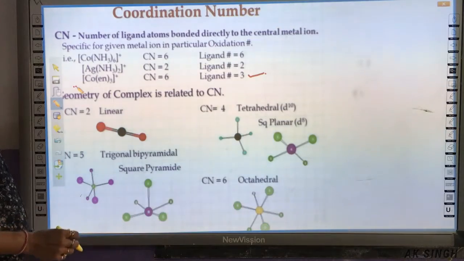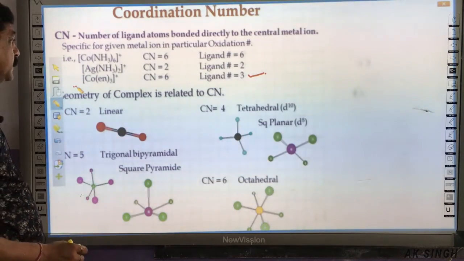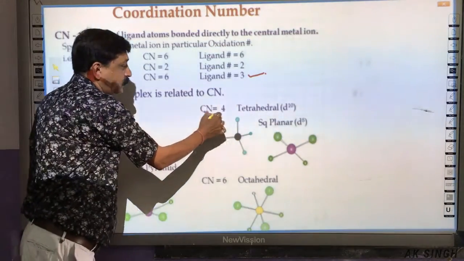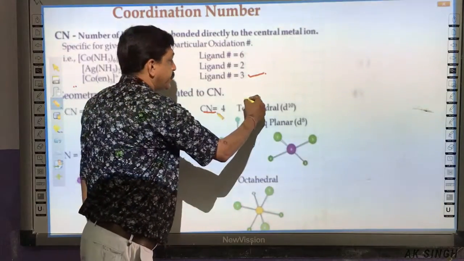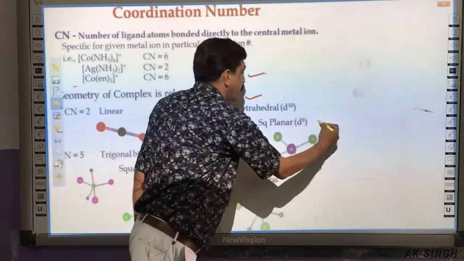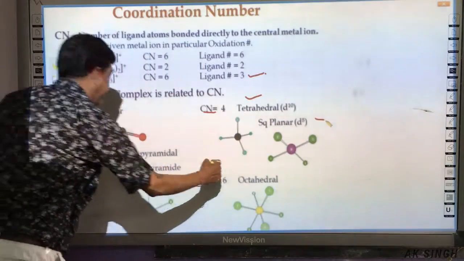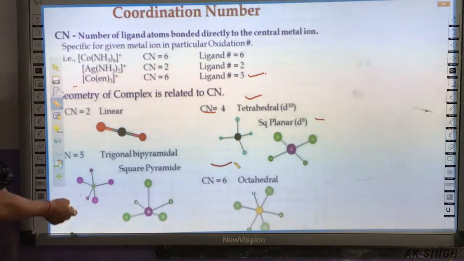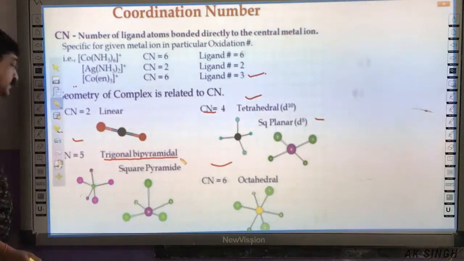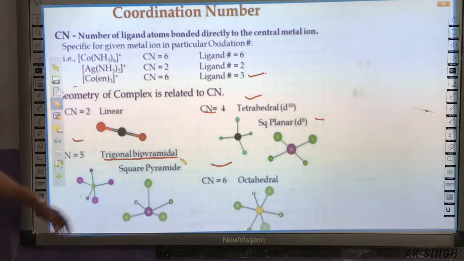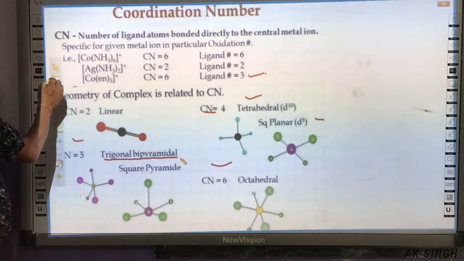Geometry of the complexes related to coordination number. I have explained earlier, if the coordination number is 2, then it is linear. If it is 4, then it is tetrahedral or square planar. If it is 6, then it is octahedral. And if it is 5, then trigonal bipyramidal or square pyramidal. This is an example of coordination number 5.